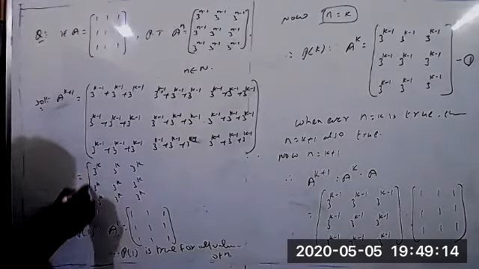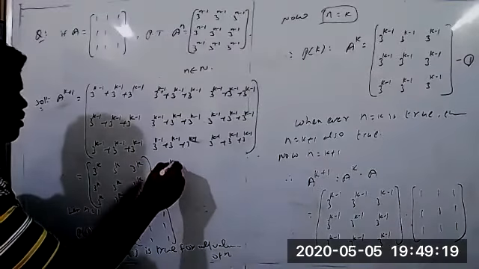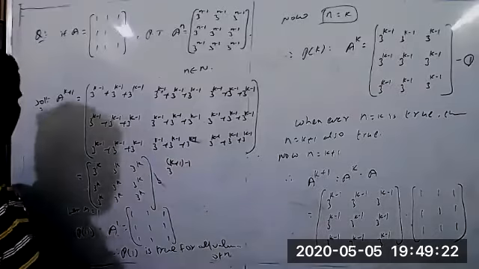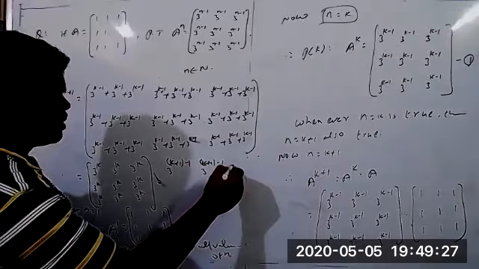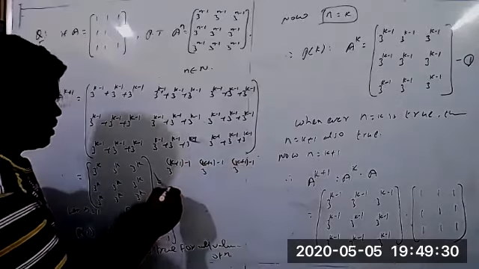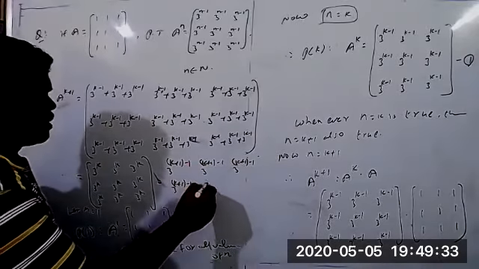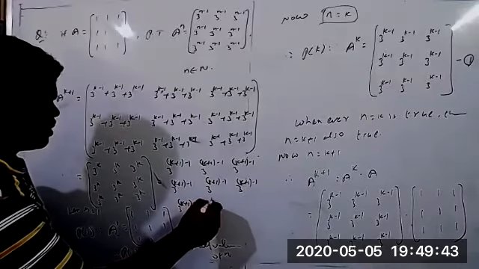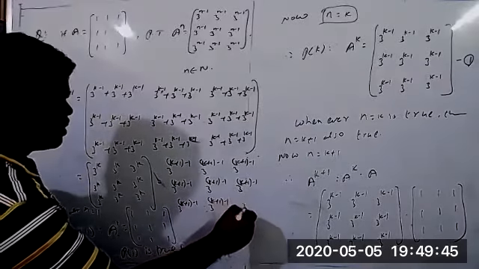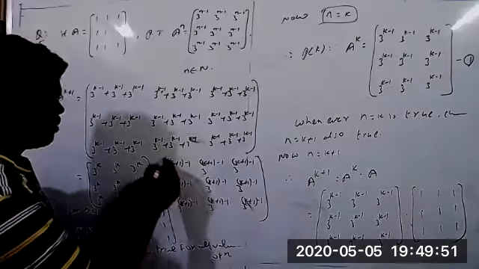Or if you want it more clearly, I can write this as 3 power K plus 1 minus 1, no problem at all. Here all are the same, 3 power K plus 1 minus 1 in every entry. We got the same thing only.